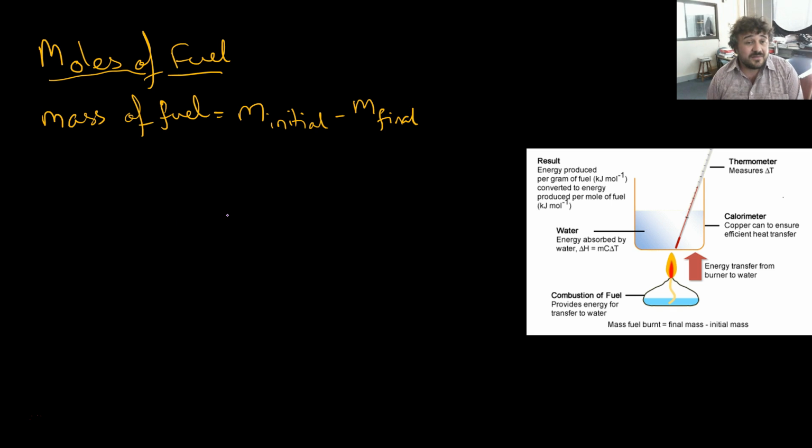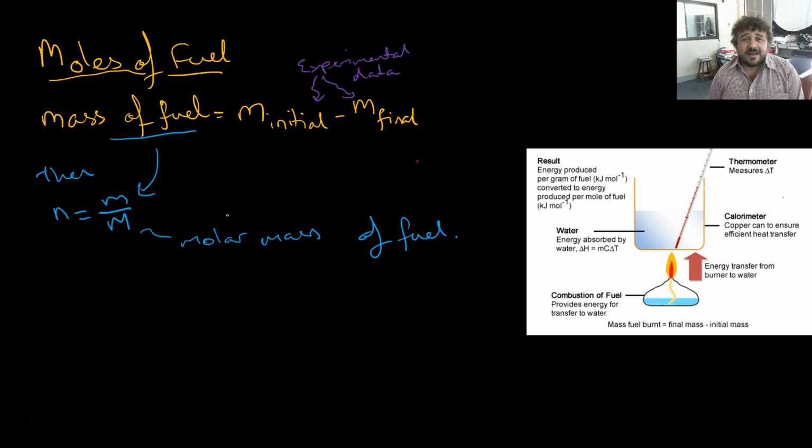Okay, so the mass of fuel is simple again. It's basically initial minus the final masses. That's your experimental data. So then you use n equals m over molar mass, so mass over molar mass, to work out the moles of fuel. You need to work out the moles of fuel.